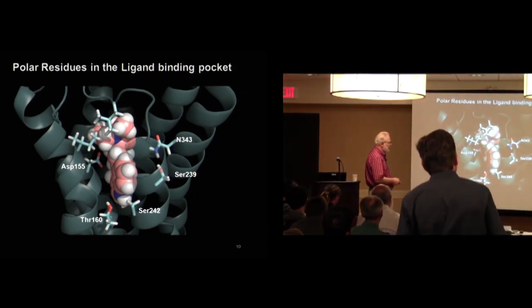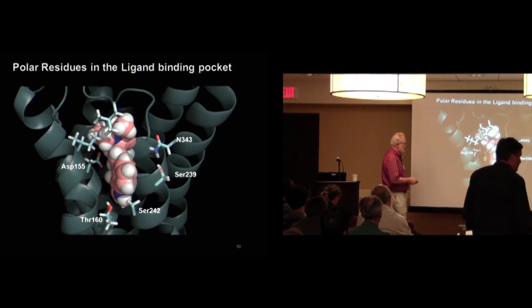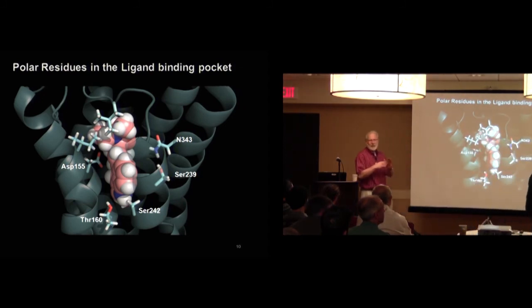Serine 239, we've shown previously, is one that hydrogen bonds to the hydroxy of serotonin, the 5-hydroxy. So that's absolutely a critical serine residue. Serine 242, less is known about it, and in the human serotonin 2C receptor, that's an alanine.